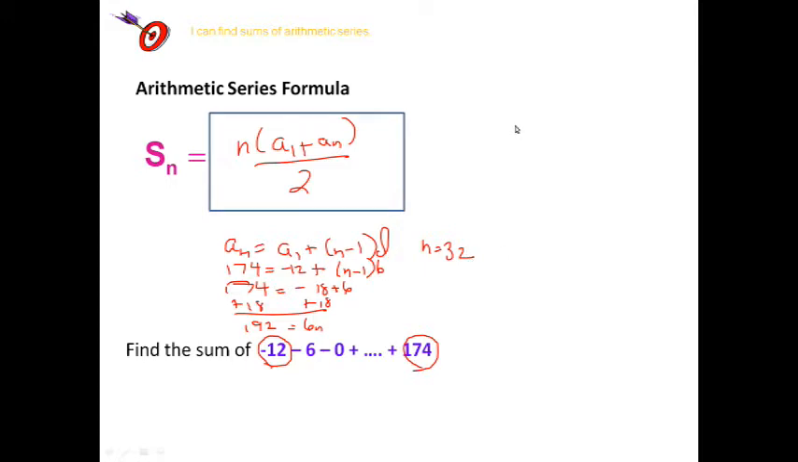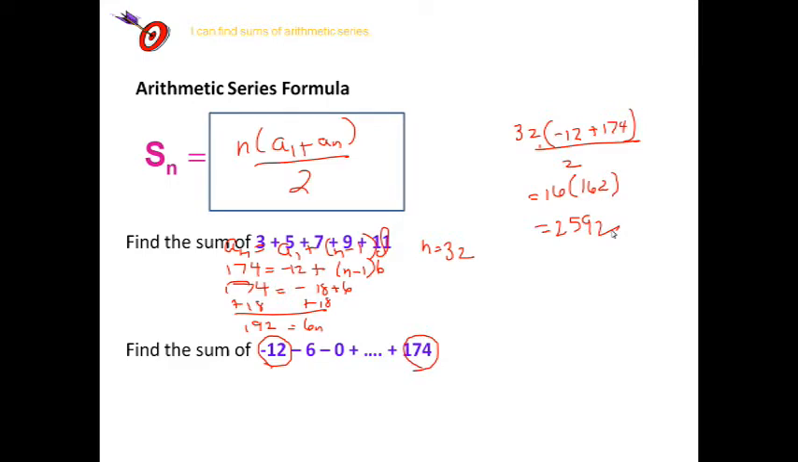So now that I know n, I just plug it in the formula. 32 times negative 12 plus 174, all divided by 2. It's going to be 16 times 162. Pop that into my calculator really quickly. And I get 2592. So hopefully that checks and you guys get the same thing. Nice.